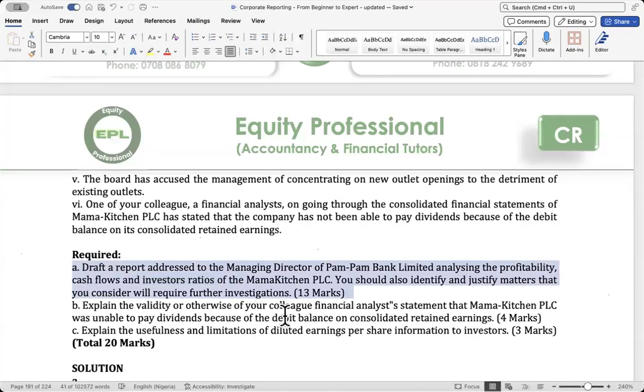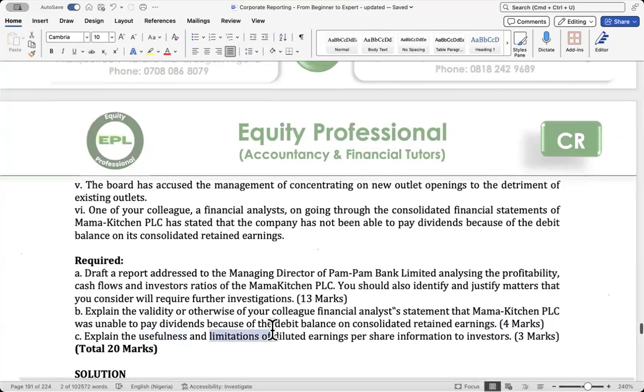And I think one of our colleagues made a statement, and we should explain the validity of that statement. That was saying that Mama Kitchen was unable to pay dividend because of the debit balance on the consolidated retained earnings, and that was for 4 marks. And they want us to explain usefulness and limitations of diluted earnings per share to investors. I mean, this is a very strong question.